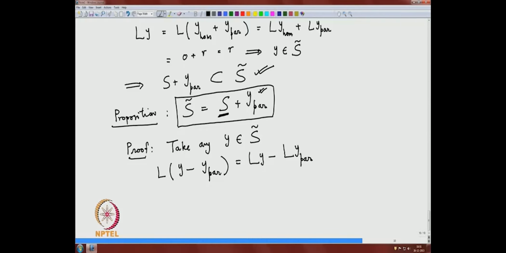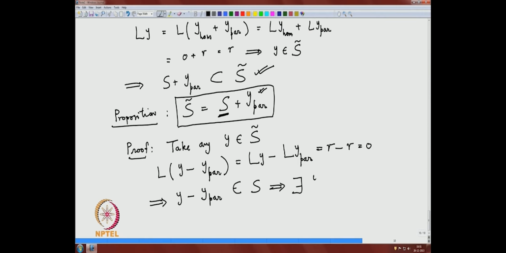But what is L of y? y is in S tilde. So, L of y is nothing but R, but L of y particular is a particular solution and that is also equal to R, and hence the difference is equal to 0. That implies y minus y particular belongs to S tilde S. It is a solution. So, y minus y particular is a solution to your homogeneous equation.